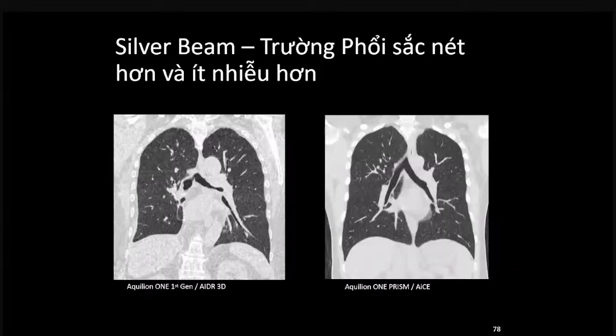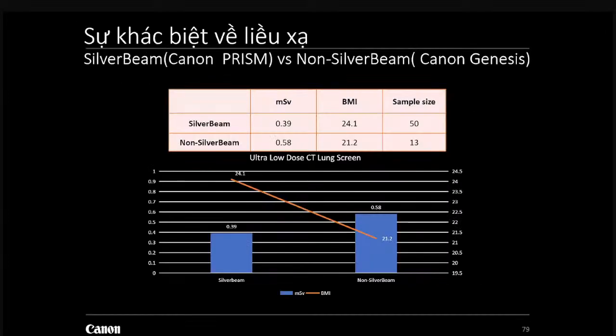Again, you get sharper lung fields with lesser image noise with this silver beam filter. So we did a quick comparison with silver beam. The sample size is not very big, but you can see there's significant reduction in the dose. The average dose is 0.39 millisievert compared to 0.58 millisievert.